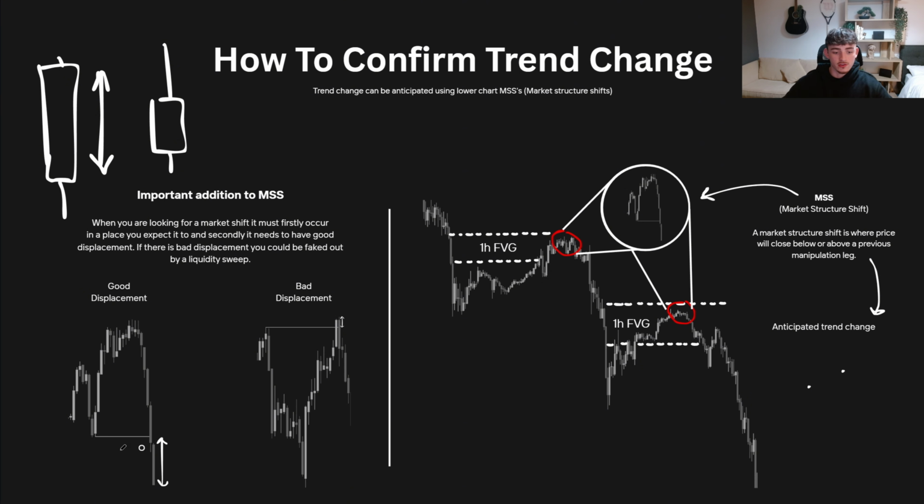So here you have good displacement. You can see we displace really nicely past this low. And then here with bad displacement, you can see we just tap above it, meaning this could be a sweep and then a reversal. When do we expect the market structure shift to actually occur?